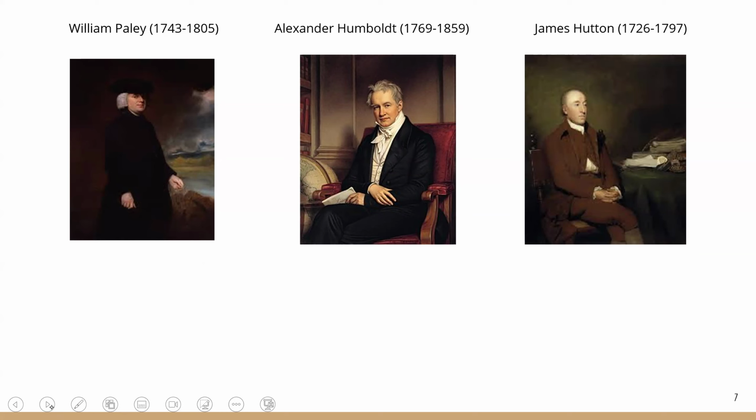Alexander Humboldt is kind of considered to be the first naturalist. He is the first one to travel and take observations and write about them. And so Darwin patterned his life after Humboldt. Then we got to Hutton, and he had the theory of gradualism.